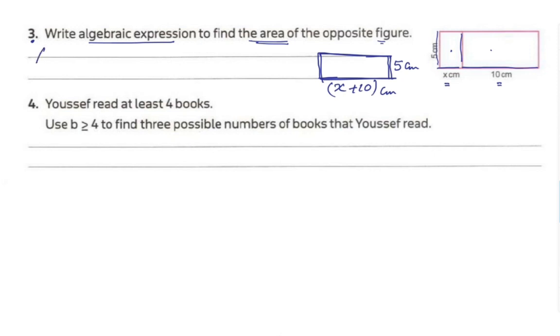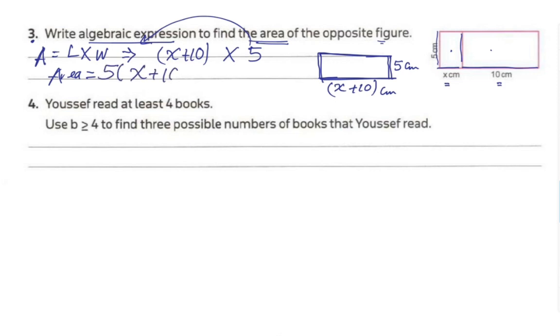I need to find the area. The area of a rectangle equals length times width. That's right. So the expression will be what? What's the length? x plus 10 times what? Width. Width equals 5. So the area equals what expression here? x plus 10 times 5. I can write this 5 to the left of the parenthesis as 5 times (x plus 10).